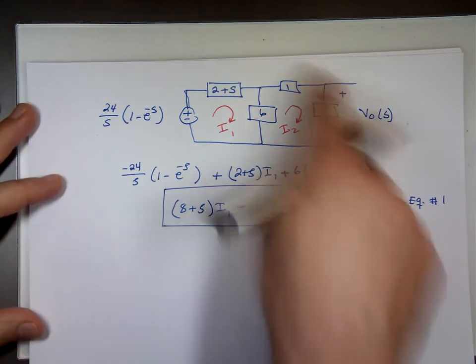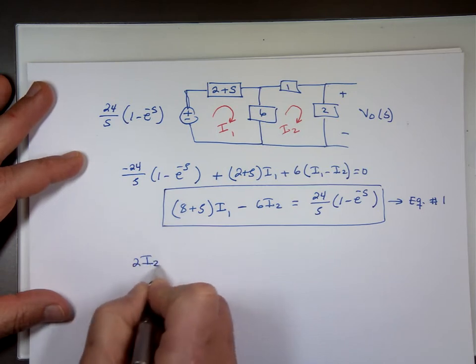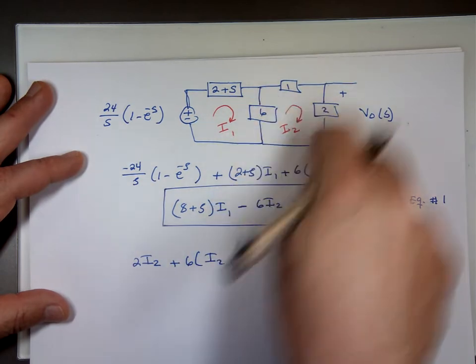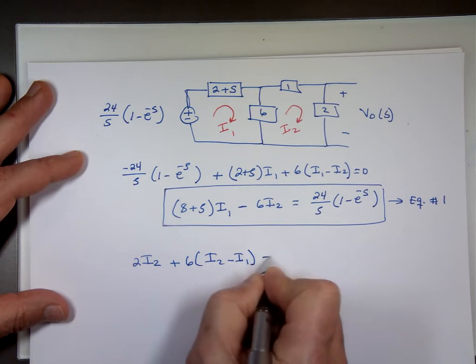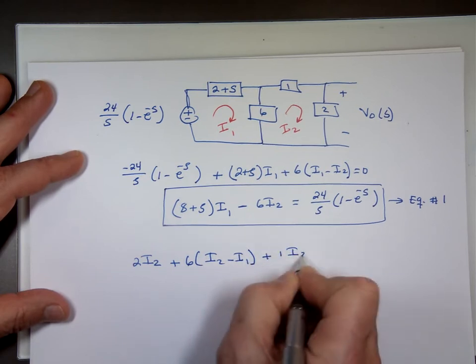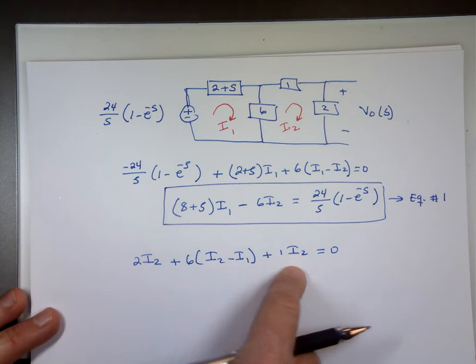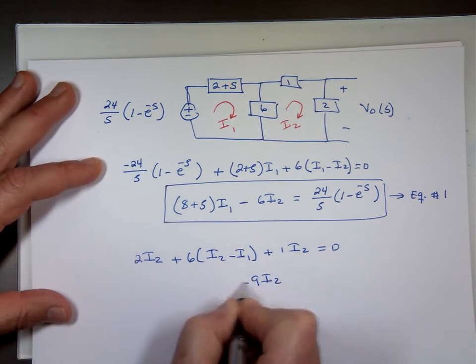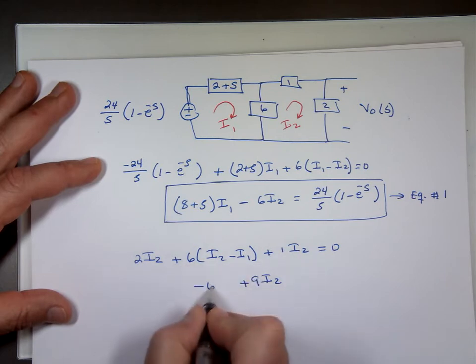Equation number 2. 2 times I sub 2 plus 6 times, I'm traveling this way, I sub 2 minus I sub 1, plus 1 times I sub 2 is equal to 0. 2 and 6, 8. 8 and 1 is what? 9. 9 I sub 2, positive 9. What about I sub 1? Negative 6 I sub 1.